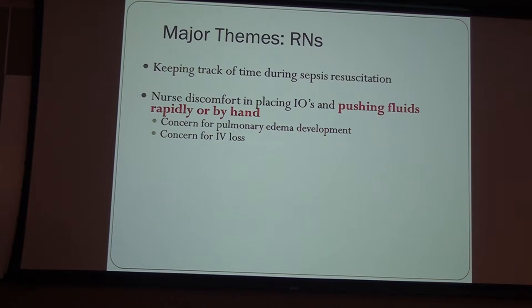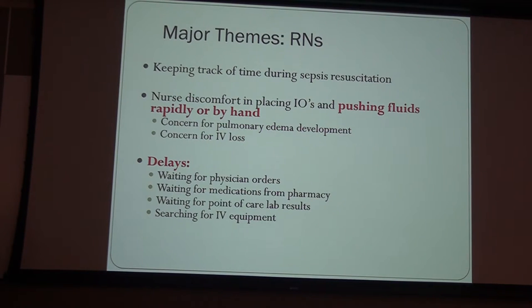This concern about losing an IV. We work so hard to get an IV, losing it may be harmful to patients. That's definitely true. But getting those fluids in quickly is what's saving the patient's life. And so all of this is a discussion with every patient, and getting the appropriate access is definitely important. And then delays. There's lots of delays. Getting the meds from pharmacy, waiting for the physicians to make their decisions, waiting for the labs, searching for IV equipment, and recognizing shock again.